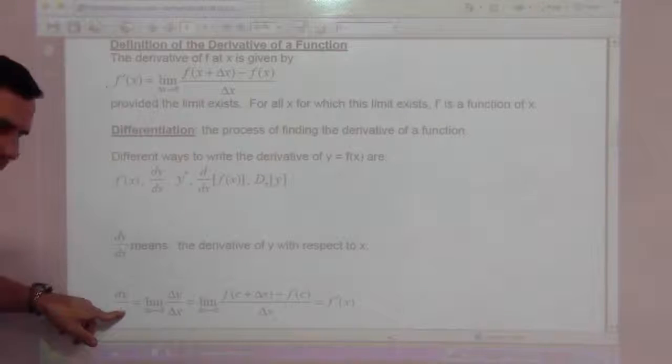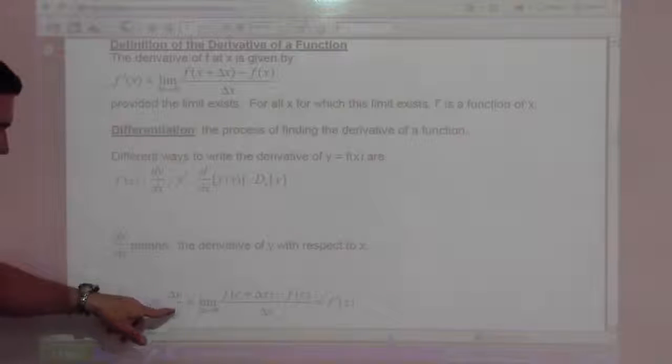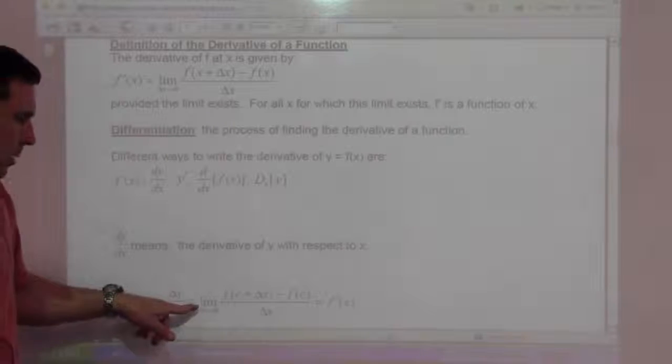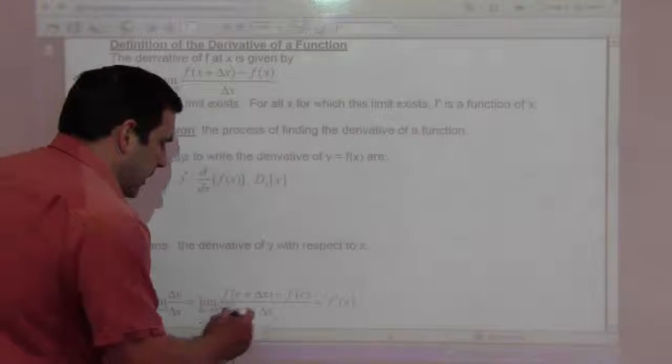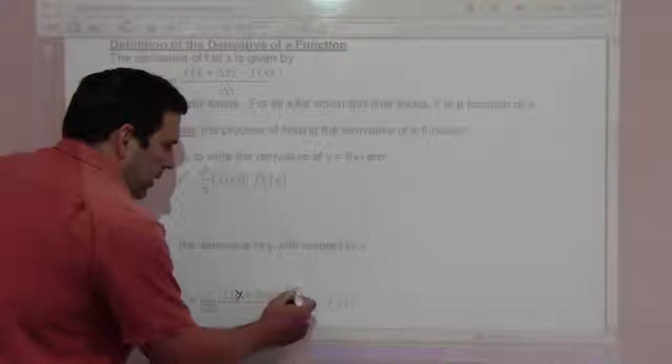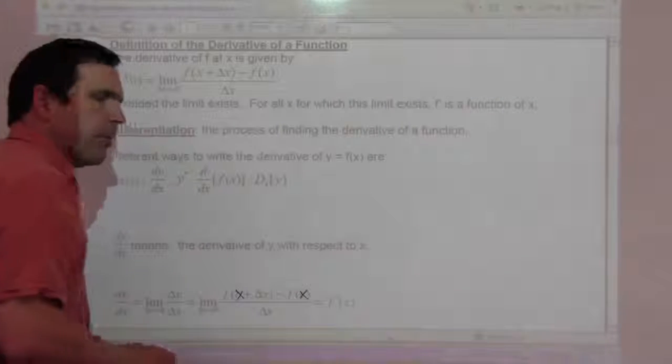Now dy dx is the limit as delta x goes to 0 of delta y over delta x, which is the limit as delta x goes to 0 of f of x plus delta x minus f of x over delta x, and that gives us f prime of x.